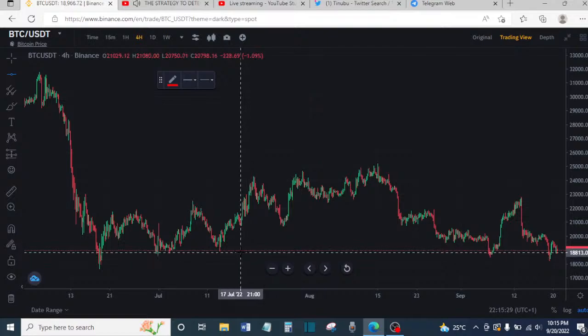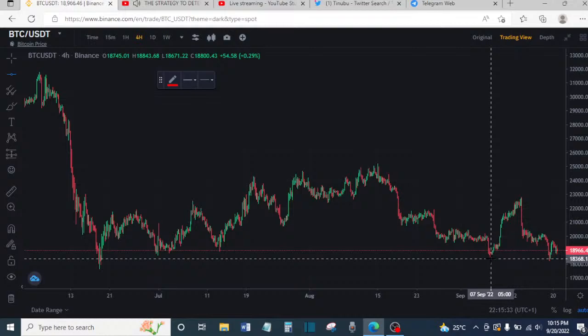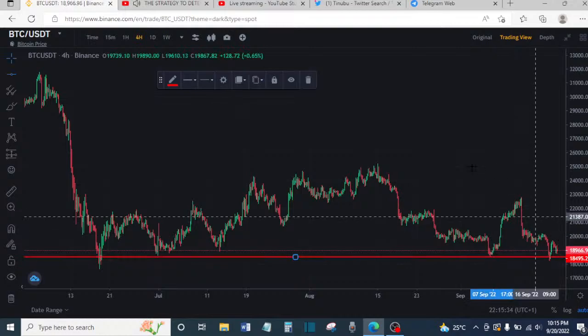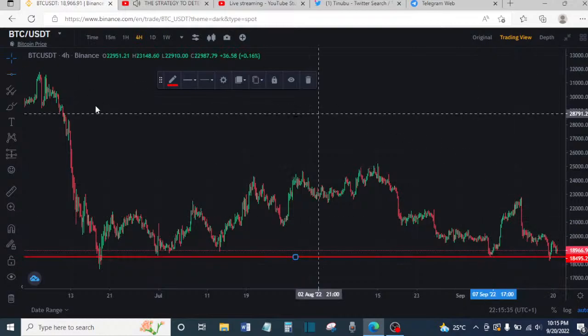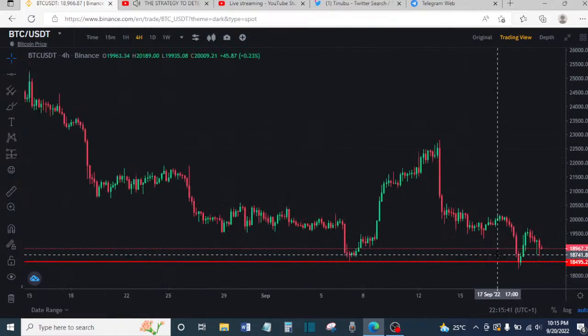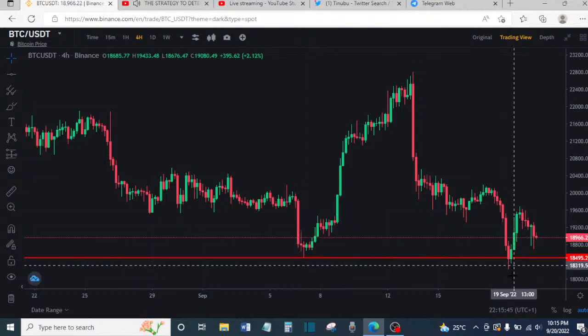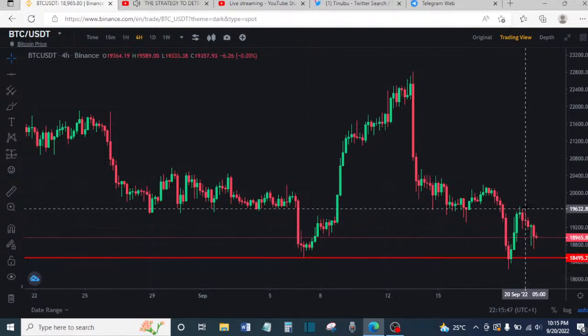So let's place a horizontal line here on this last stop. Okay, good. Now you can see that this was the last stop here, and price took it out. Then we have a retracement.